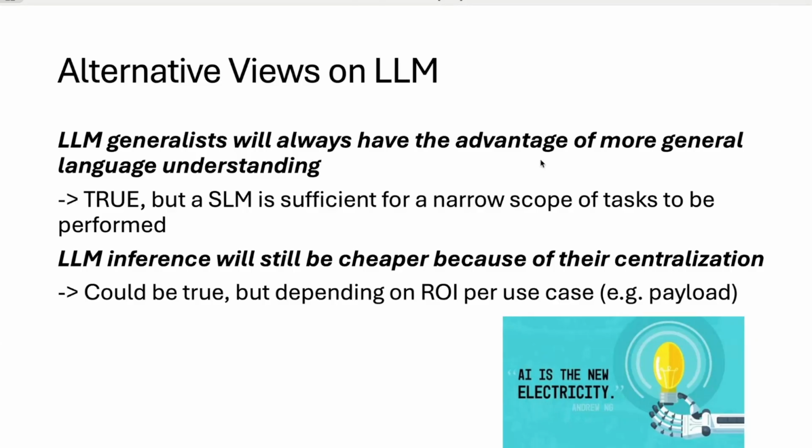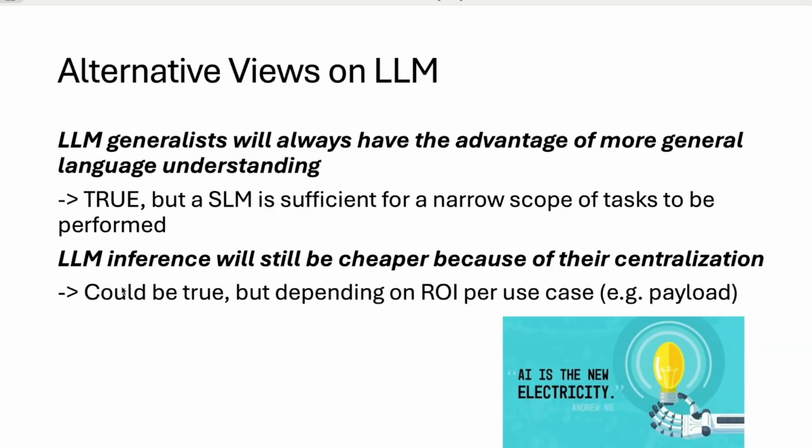So this is true, right? The LLM is still powerful in terms of general language understanding across a variety of tasks. But the key point is the SLM is sufficient for a narrow scope of tasks. And usually when we deploy agentic AI in production, we find that we don't need a generalist. We need a specialist, and a narrow scope of tasks is sufficient for our operation. So that's a key point here.